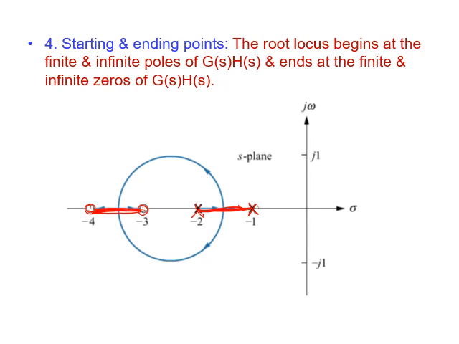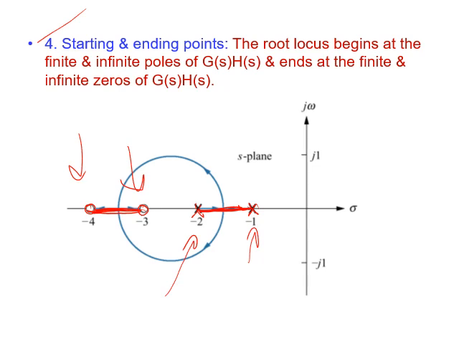Now, the starting and ending point rule says every pole will start from its location and it will move until a zero. So the pole is going to meet a zero at the end. That means if there are two poles and two zeros, finally they are going to meet. So we will find that a pole will start at a certain point, like this point.